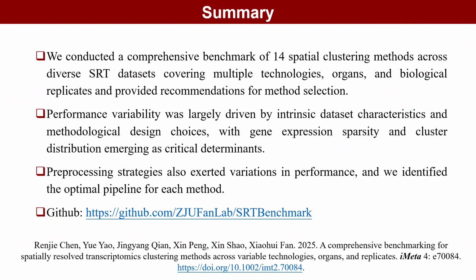In conclusion, we systematically compared 14 clustering methods across different technologies, organs, and biological replicates, and provided recommendations for method selection. Our study showed that performance variability is largely driven by dataset characteristics and methodological choices, including sparsity and distribution. We also highlighted the crucial role of pre-processing steps in enhancing clustering accuracy. We uploaded the simulated datasets, method recommendations, and optimized pre-processing pipelines to GitHub for public access.